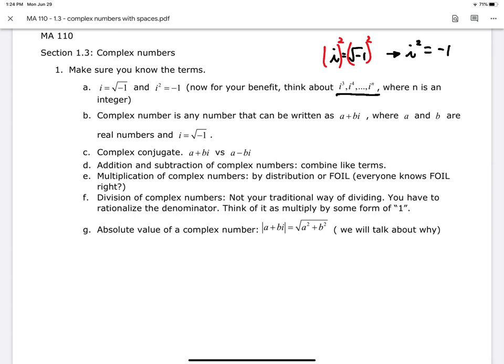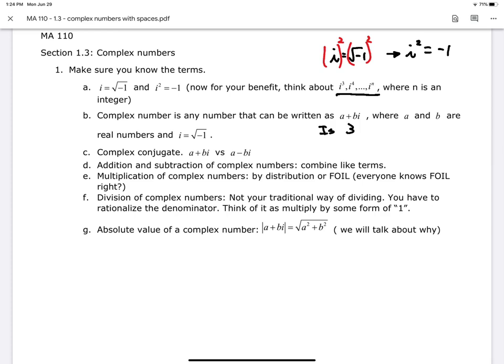Okay, a complex number is any number that can be written as a plus bi, where a and b are real numbers, and i equals the square root of -1. So technically, what we could do is we could actually write this as this. Well, let me go back.